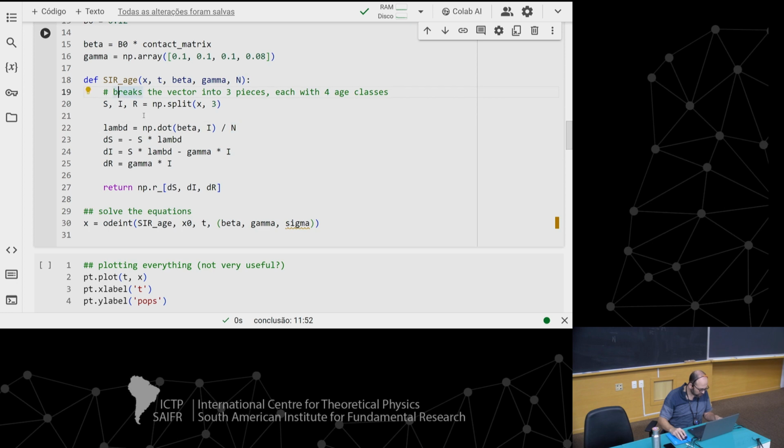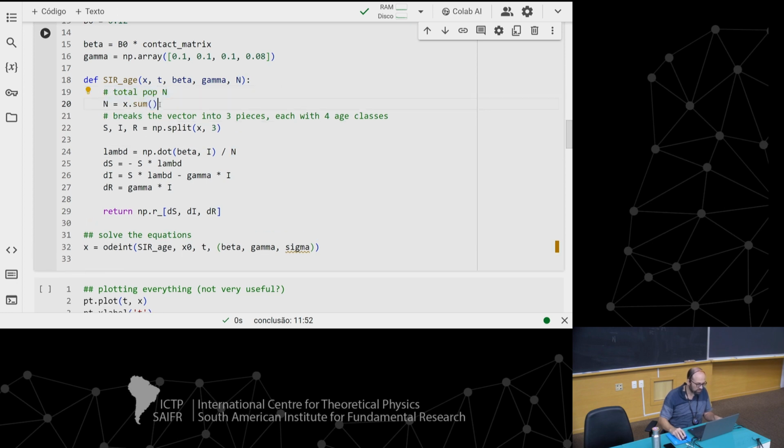Before I was summing the whole thing, right? So before I was doing this. When I do this, I sum all values of x. So this is total population. But I don't want to do this. I want to do age by age.